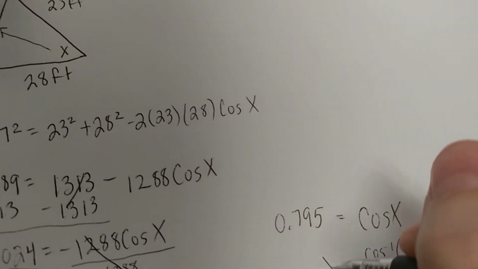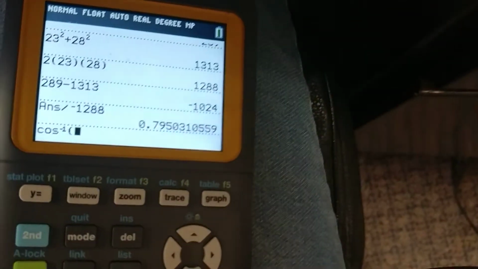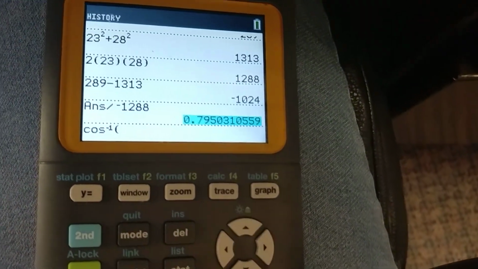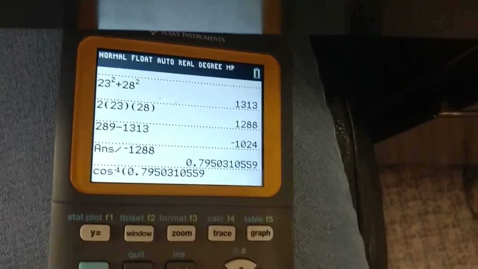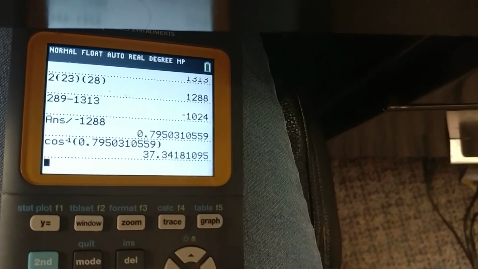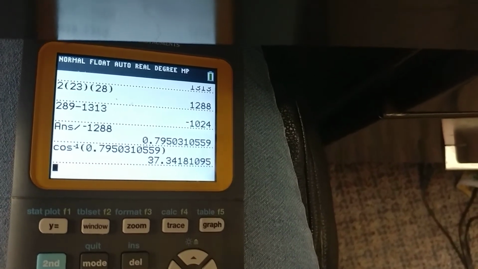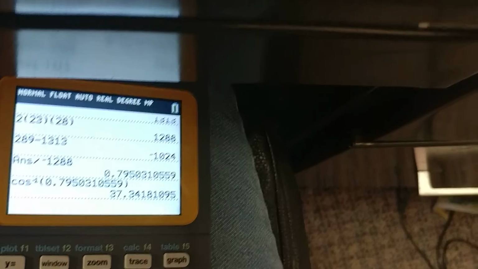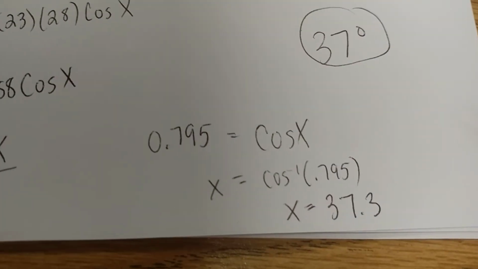Now I'm going to show you in the calculator. It's just going to be best if you push second cosine and then put the whole decimal. Do not worry about rounding. The calculator is smart enough to do it for you. That tells you that that angle is 37.3 degrees. With angles, we round to the nearest degree, so that is going to be 37 degrees.